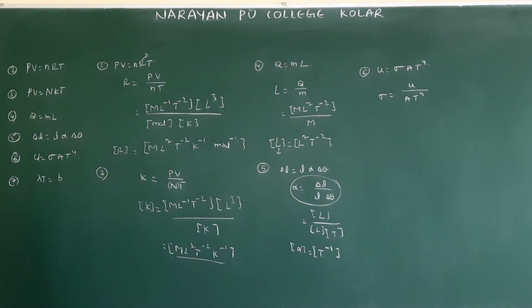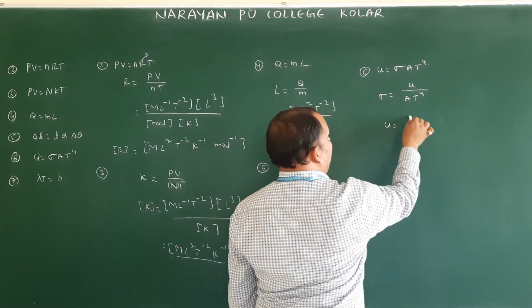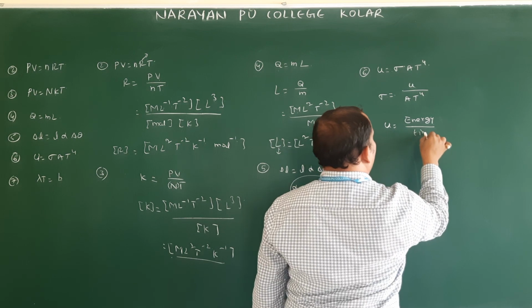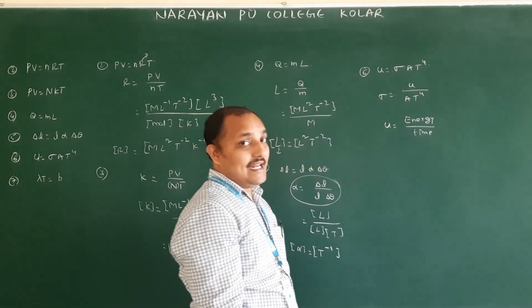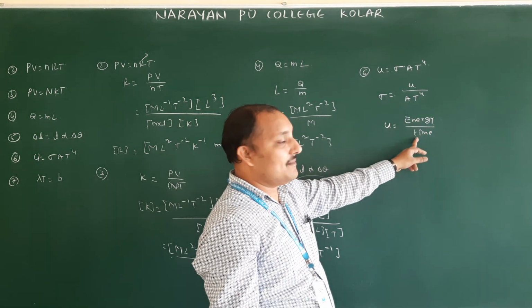Small u they give below. Once you can see, L is length, U is energy by time. They gave energy by time. Energy by time means now U's dimensional formula is the energy dimensional formula divided by time.